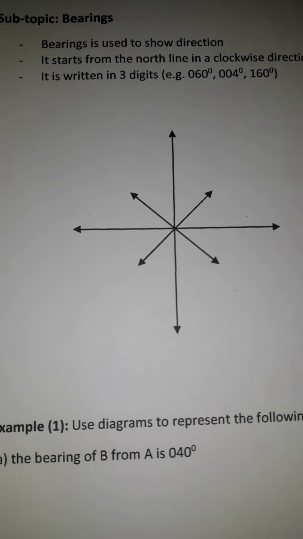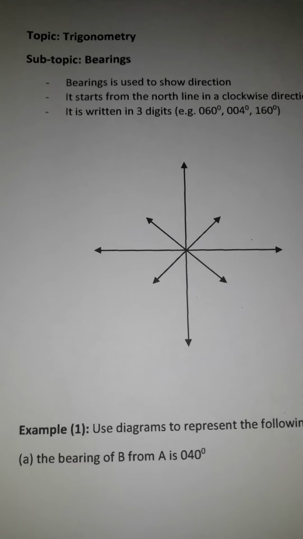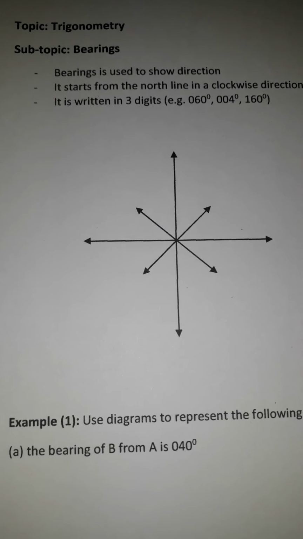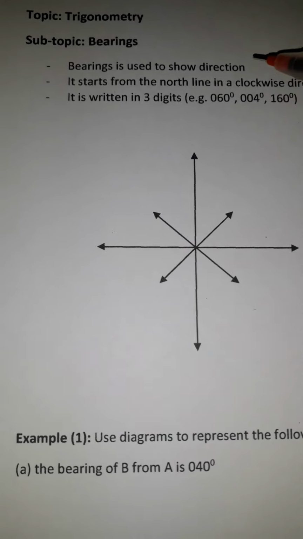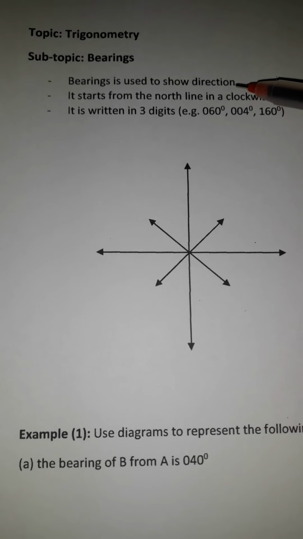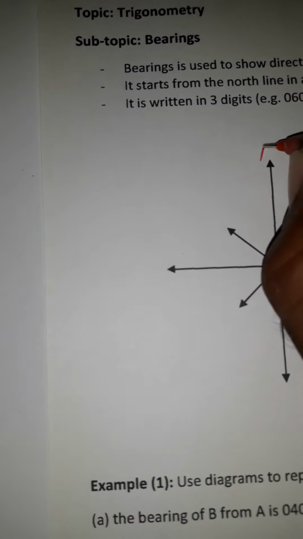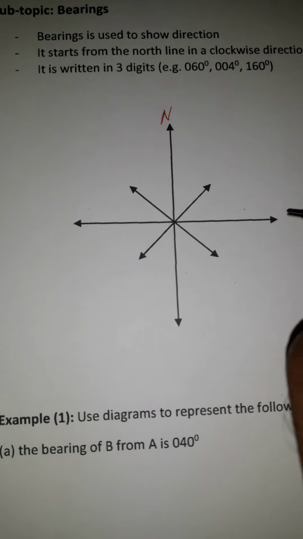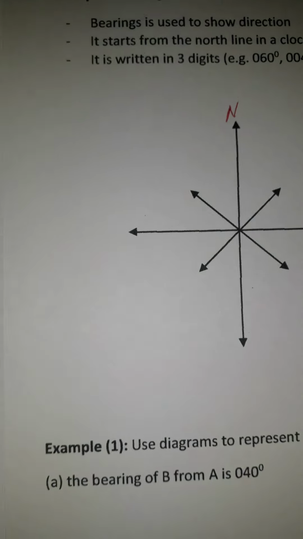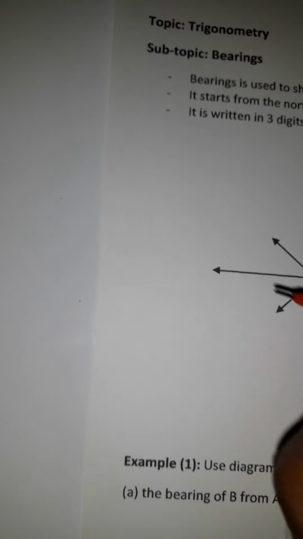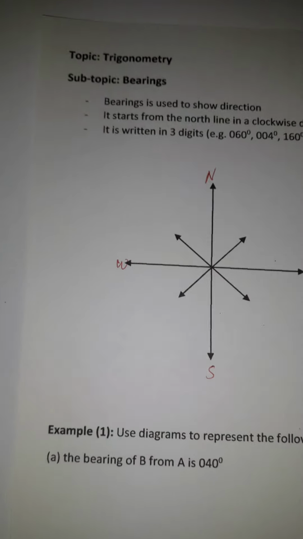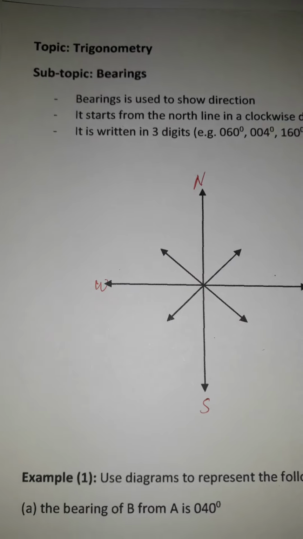So in this lesson we'll just focus on the introduction to bearings. Bearings is used to show direction, and we know the four main directions. What are they? North, east, south, and west. Good. So those are the four main cardinal points.